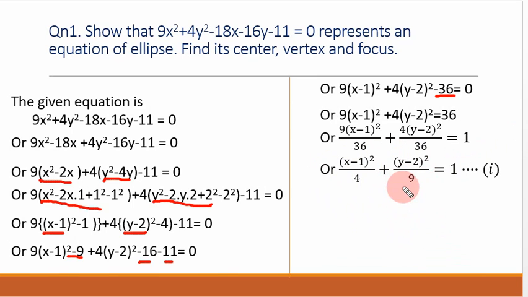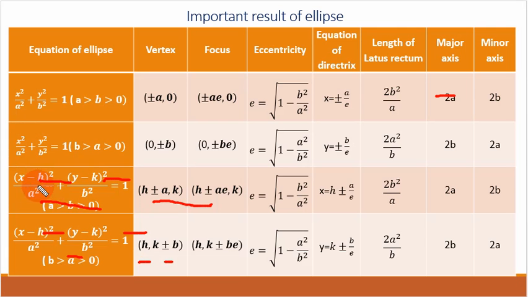Now this is one of the forms that we have given here. This is the form like this, or this one. Which one? b is greater than a or a greater than b. We check that.